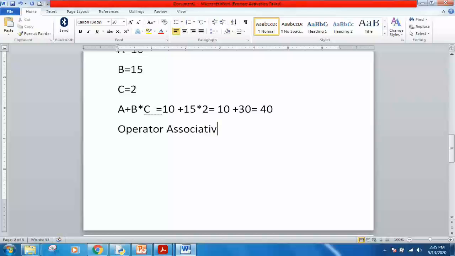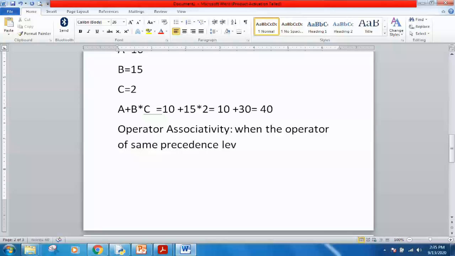Now operator associativity is also there. Operator associativity decides, when operators of the same precedence level are present, what is the order of execution?